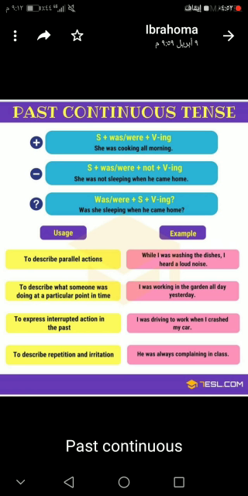The last one is that the past continuous tense is used to describe repetition and irritation. Example: He was always complaining in class. Here, repetition means the person the speaker is talking about does this habit regularly, or repeated this habit, like always or usually or sometimes. So he was always complaining in class.